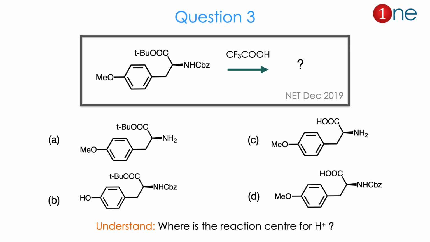Then question number 3. The starting material is benzene attached with a methoxy group, an amine with a CBZ protecting group, and an acetate with a tertiary butyl substitution. You are using trifluoroacetic acid. They ask you to find the product.